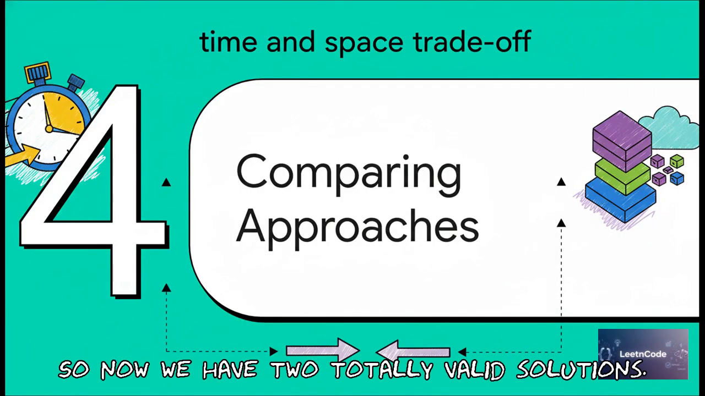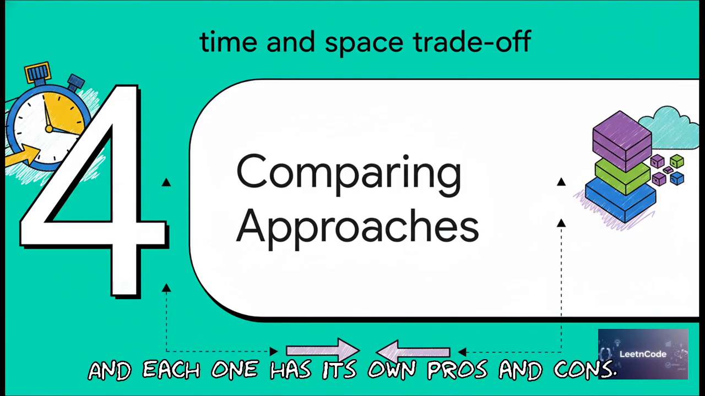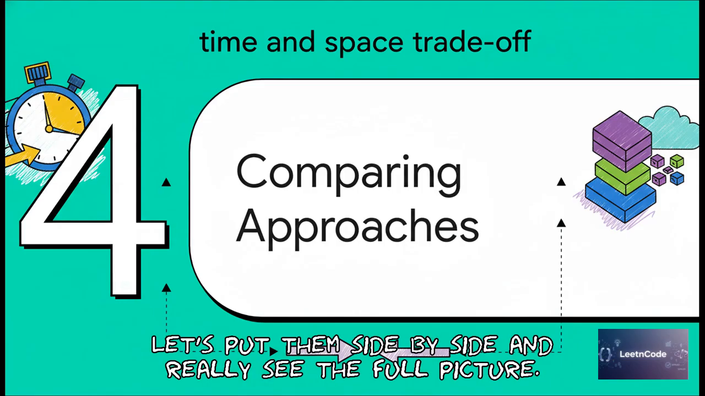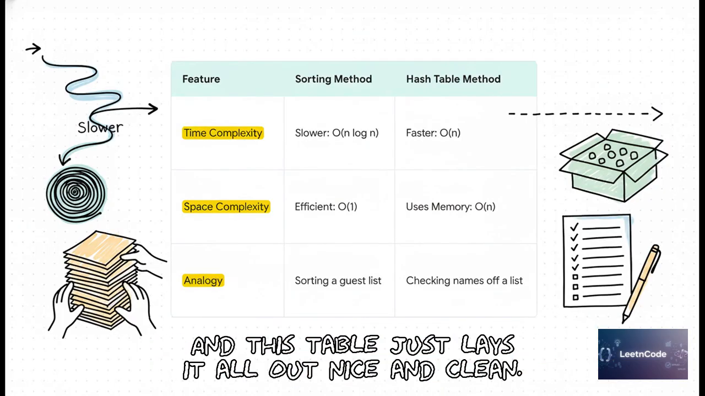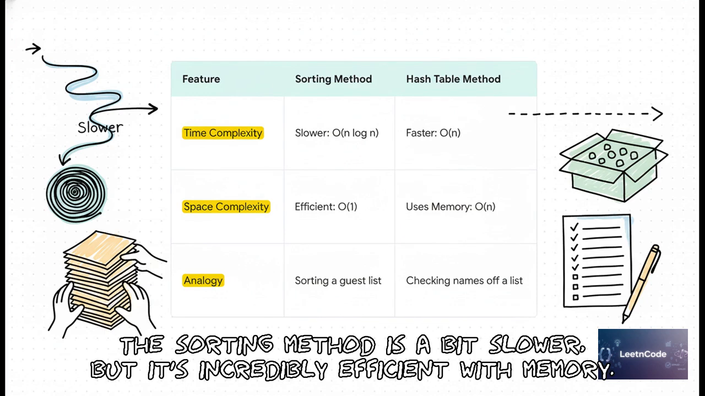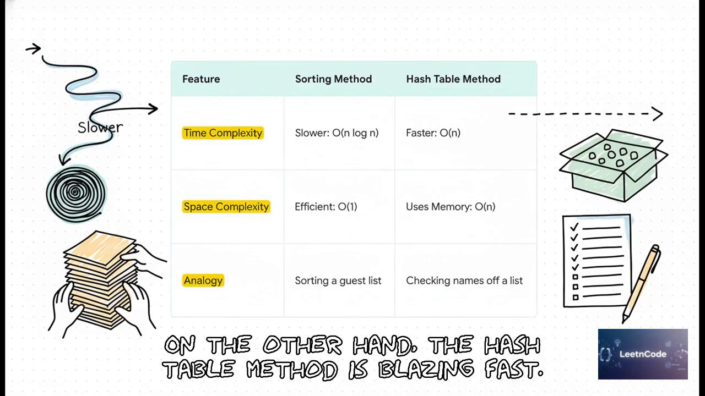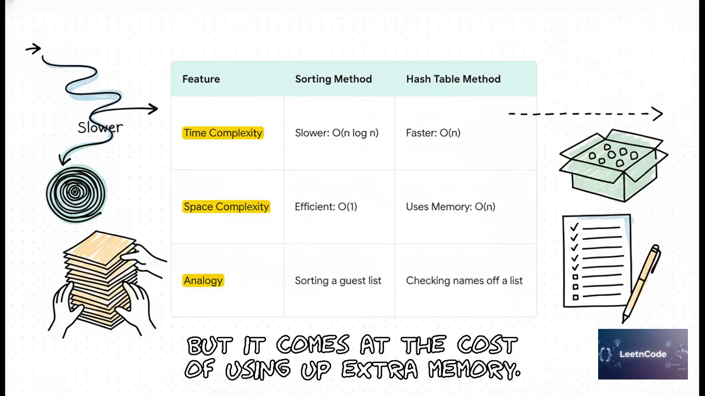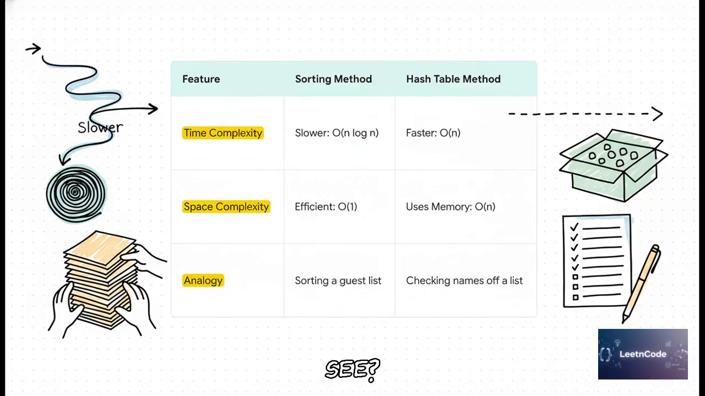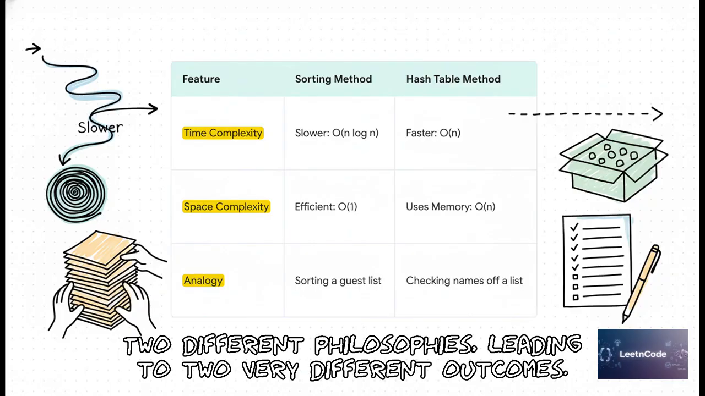So now we have two totally valid solutions, and each one has its own pros and cons. Let's put them side by side and really see the full picture. And this table just lays it all out nice and clean. The sorting method is a bit slower, but it's incredibly efficient with memory. It basically uses no extra space, which we call O of 1 complexity. On the other hand, the hash table method is blazing fast, but it comes at the cost of using up extra memory. See? Two different philosophies, leading to two very different outcomes.